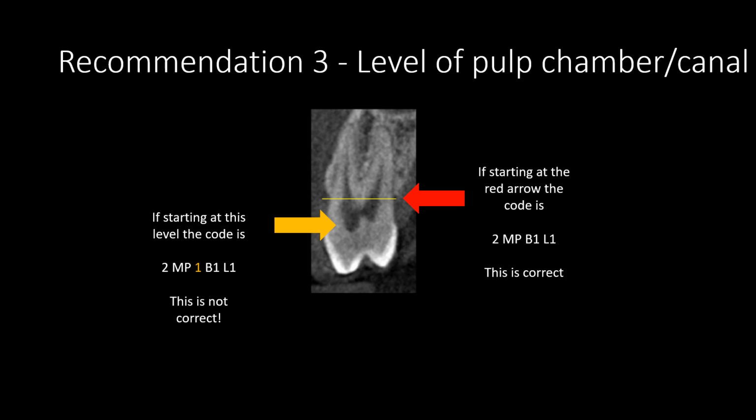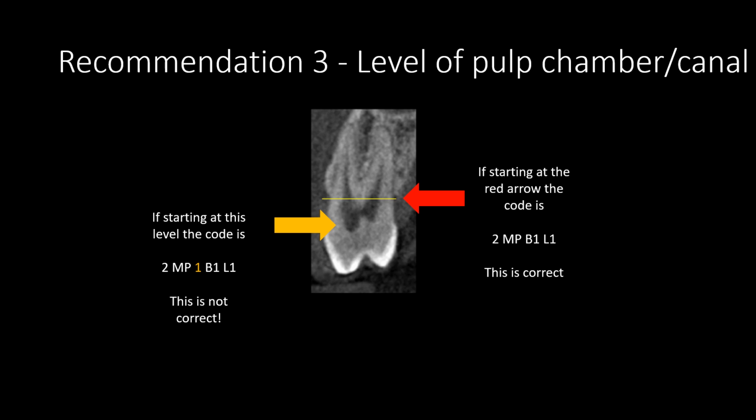So if we were to start our evaluation from the level of the yellow arrow, it's going to change the code, because the first thing that you're going to see is it's going to appear just to be one canal that splits down into two lower down. Whereas if we start at the level of the red arrow, which is the correct position, then we're actually going to see two canals, and those two canals are just going to go down into the two roots.